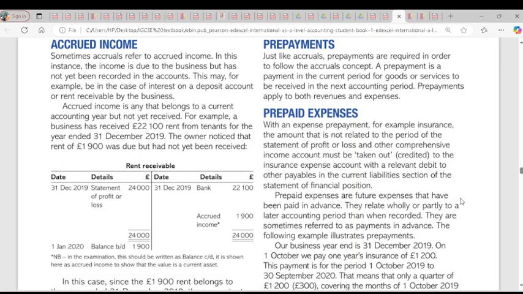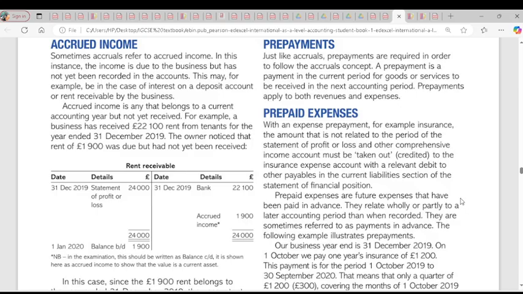So prepayment simply means the payment in the current period for goods or services to be received in the next accounting period. So it's a payment for goods that you are going to receive, or a service you will receive, in the next accounting period. Like prepaid rent. For prepayment, we have prepaid expenses and prepaid income, just like we have accrued expenses and accrued income.